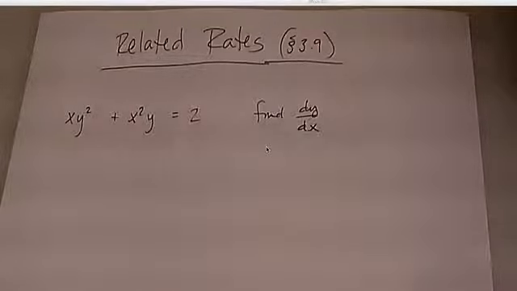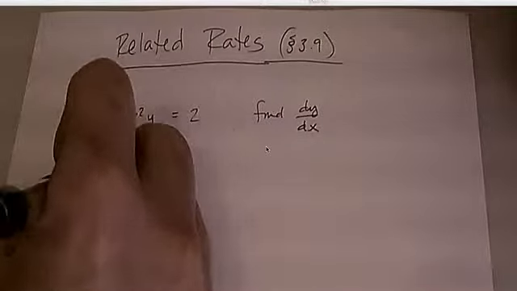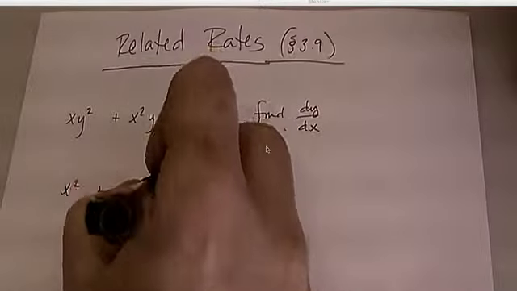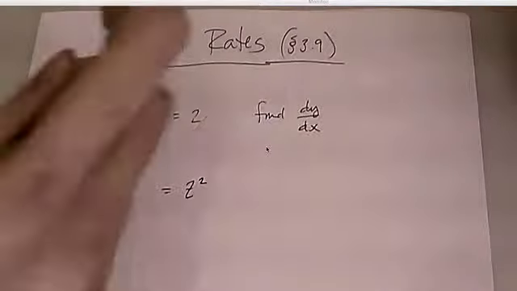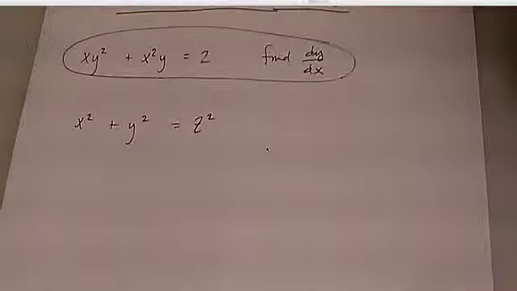And it's related to that, no pun intended. We're looking more like x squared plus y squared is equal to z squared, and you need to find a different derivative besides dy dx, and I'll explain it here in just a second. Okay, so it's not the same thing as that, but it's just as straightforward. You just have to know what to look for.